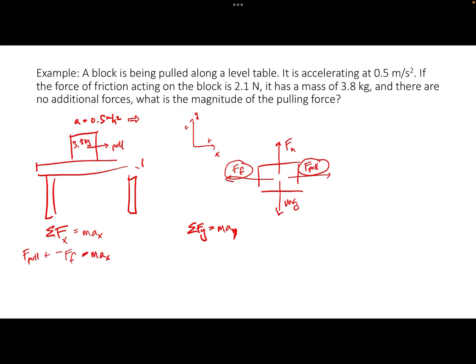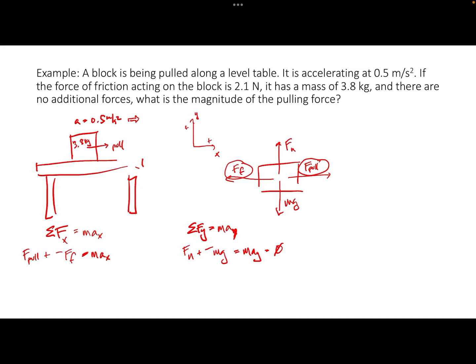In the y dimension, I have the normal force in my positive direction. The weight of the object, the gravitational force, is in the negative direction. That should equal this object's mass times its acceleration in the y dimension, and that is going to be 0.